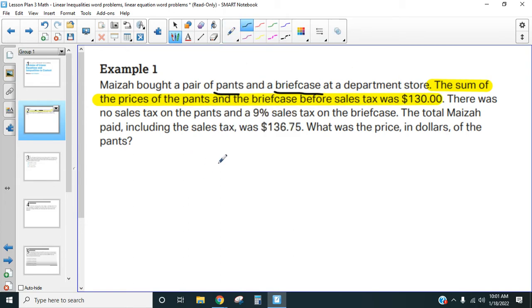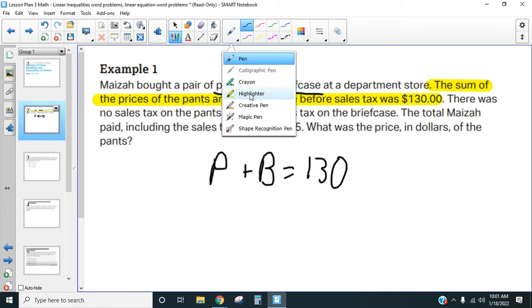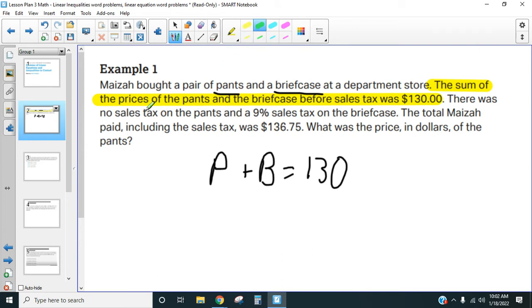So what does a sum mean to do? So let's say pants and briefcase for a total of 130. There it is, right? Next part. Let's go to this. There was no sales tax on the pants and a 9% sales tax on the briefcase. So none on the pants, 9% on the briefcase. And then the total with sales tax was 136.75. So that's the other clue.